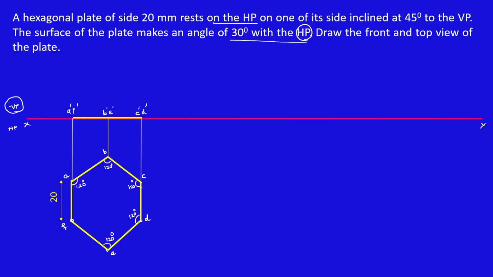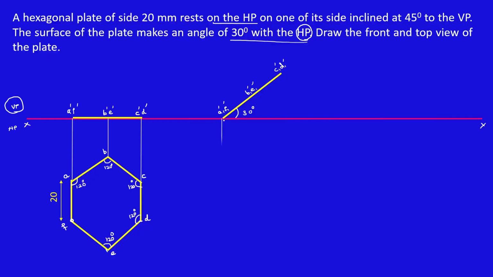Here, inclination with respect to VP means, as per the problem statement, it should be HP. I'm going to incline this line 30 degrees with respect to the XY line. Mark all these points. Again, the length of the line is the same as this line. A1 dash, F1 dash. Here, B1 dash, E1 dash. Measure the length and mark it here. Same length. C1 dash, D1 dash. I'm going to project each corner from A1 dash to D1 dash to A to F.